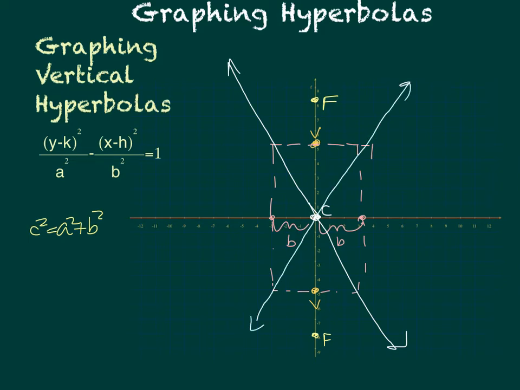And then my final step should be to actually graph the hyperbola. So it's going to approach but never actually reach that asymptote line, and there we go, on both ends. And it's going to curve around my focus point. There you go.